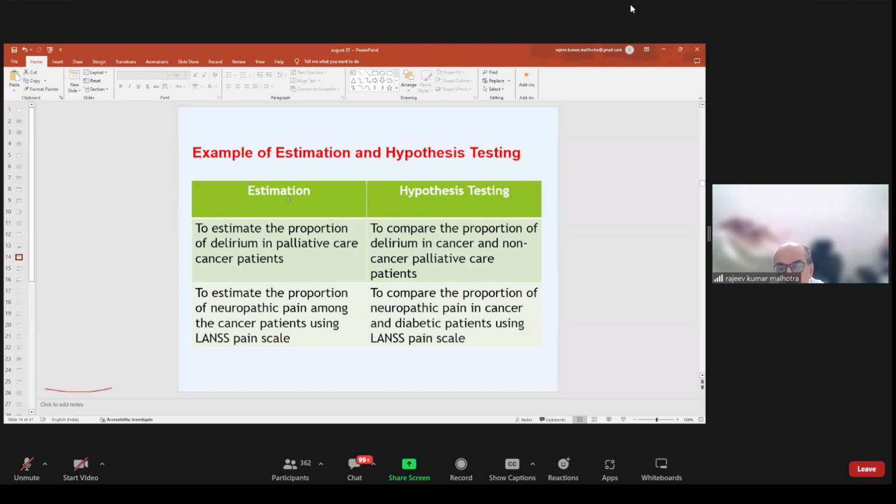Hypothesis testing is used when we compare one value to another value, or one value to a control value or historical value. But in estimation, we are not comparing; we are estimating with the specified precision level. So that should be clear for estimation and hypothesis. First we will discuss the formula for estimation, and then we will discuss hypothesis testing.